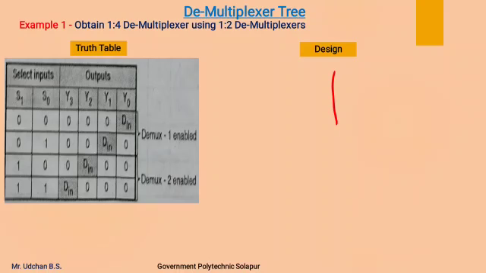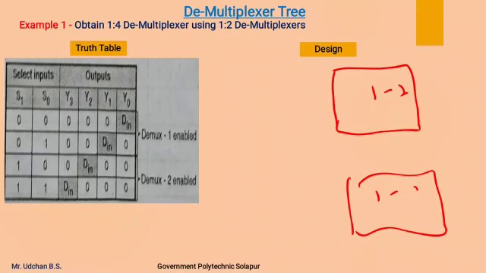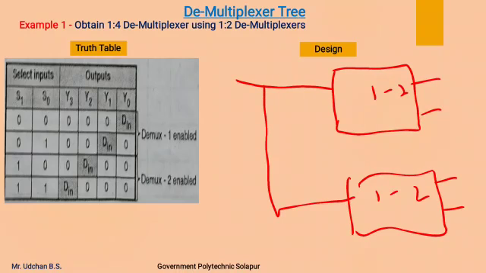So this is our first 1:2 demultiplexer. This is our second 1:2 demultiplexer. These are the two outputs of each demultiplexer. This is the data input line, shorted together to form a common data input line. Select lines of both the demultiplexers are shorted together, named as S0.